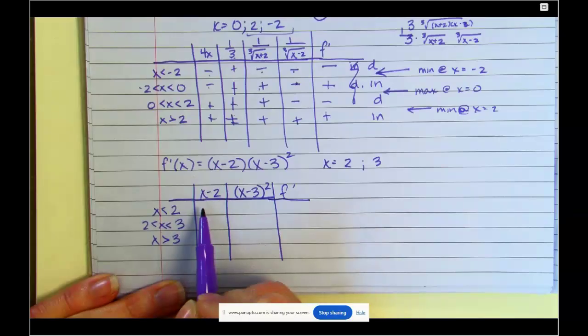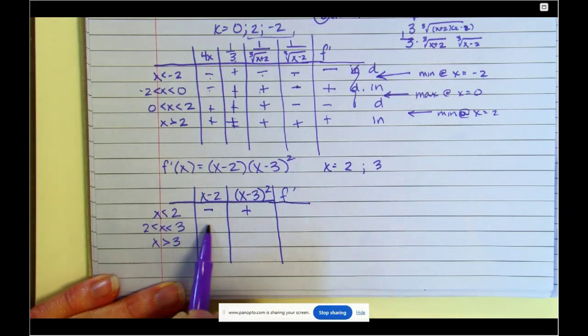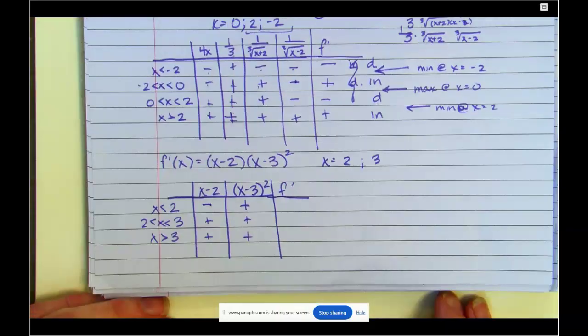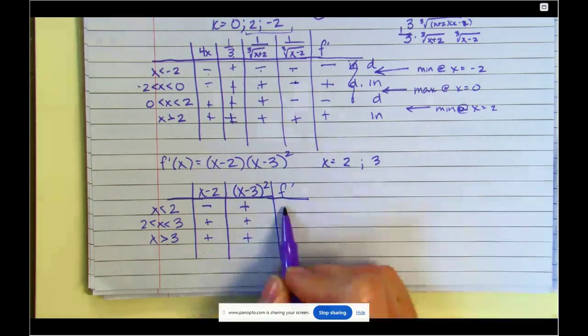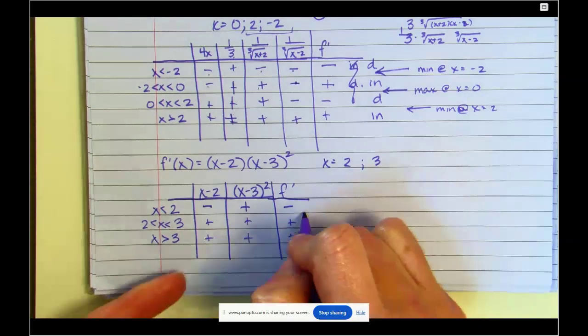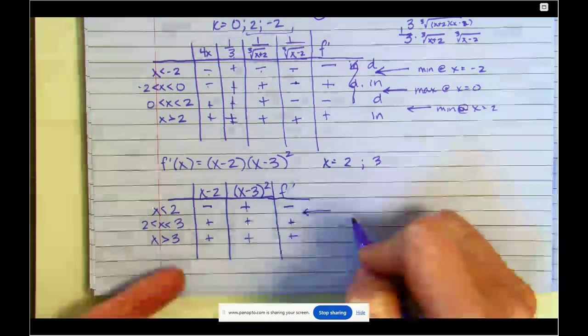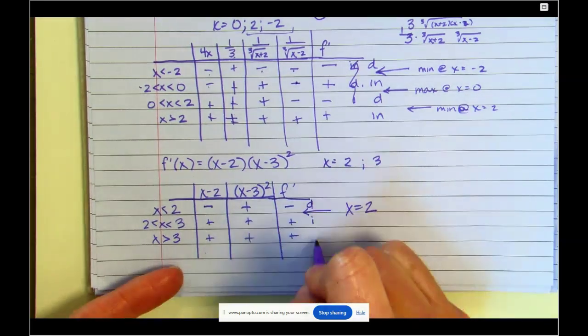Okay, so if I plug in something less than 2, this is going to be negative, this is going to be positive, this is going to be positive, always positive. In this first interval, f prime is what? Negative, and then it's positive, positive. So what's happening here? Decreasing. Oh, we're talking about the in-between. So this is decreasing, increasing, increasing. There we go.